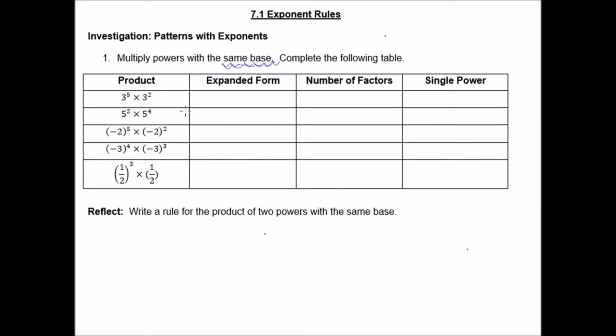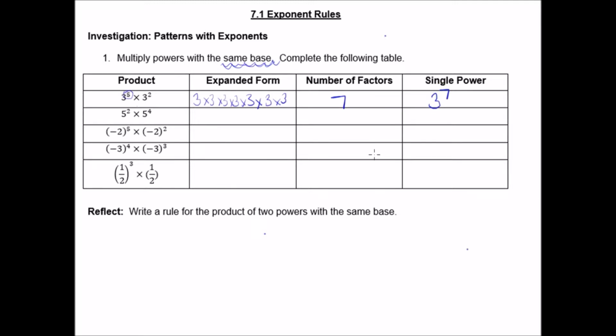Okay, and so we're going to complete the following table. So product, let's find the expanded form of 3 to the 5 times 3 to the 2. Okay, so what does 3 to the 5 look like? 1, 2, 3, 4, 5. Okay, it looks like 3 times 3 times 3 times 3, 5 times. Okay, now we're going to multiply it by 3 squared. So that's just 3 times 3. Okay, so how many factors are there? 1, 2, 3, 4, 5, 6, 7. There are 7 factors, and therefore we can just rewrite this as 3 to the 7.